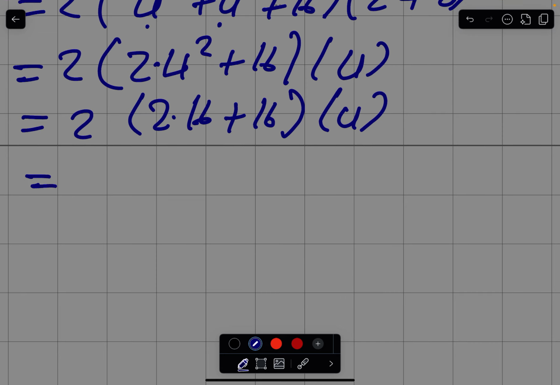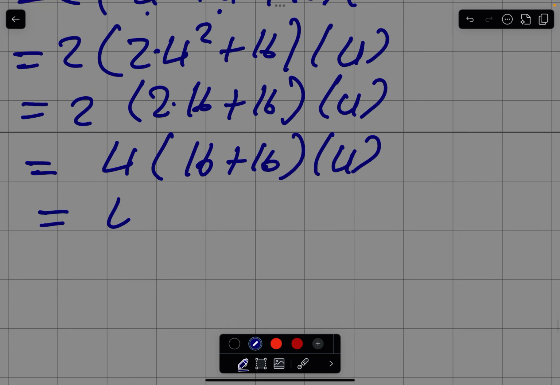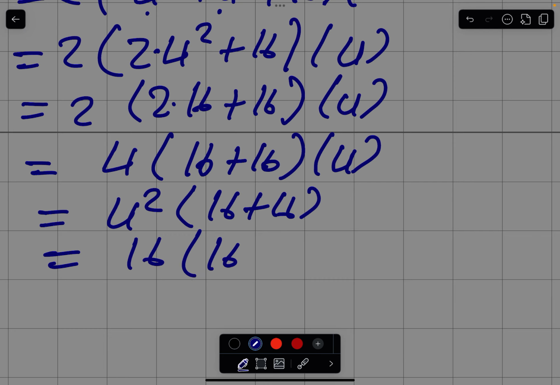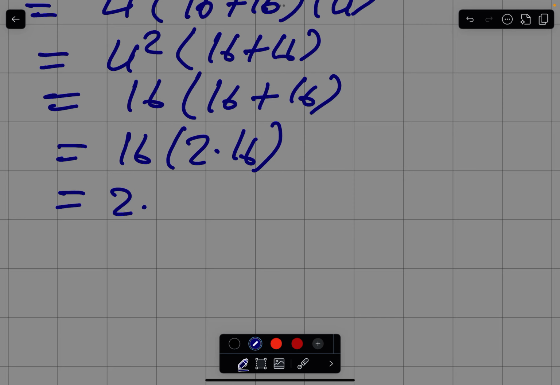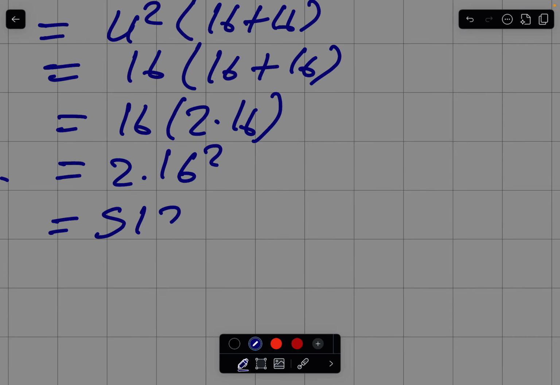I can say 2 times 2. I take that one that side. I have 4 into 16 plus 16. Then I have my 4 again. 4 times 4 is 4 squared. I have 16 plus 16 again. Then 4 squared is 16. I'm going to have 16 into 2 times 16. Therefore, I'm going to have 16 multiplied by 2 times 16 squared, which is 512.